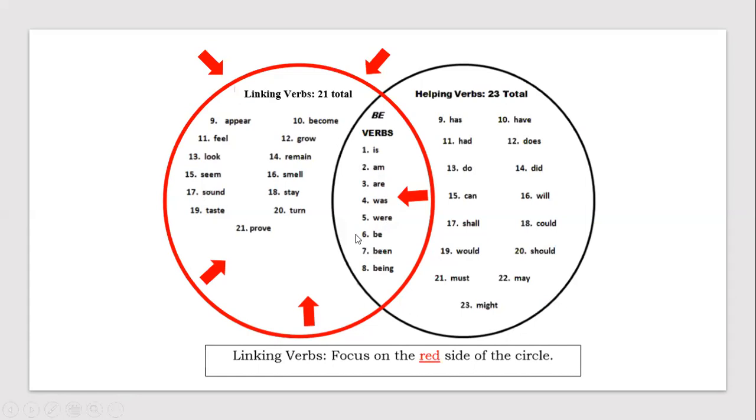Okay, notice that the first 8 linking verbs are being verbs as well. You know that being verbs are very useful. They were part of helping verbs when we studied the helping verbs, and now they are part of linking verbs as well. Okay, I gave you a list of 21. These are the basic linking verbs, but linking verbs have other forms, and we will discuss that later on in the presentation. Okay, so here we have the list of the 21 linking verbs.